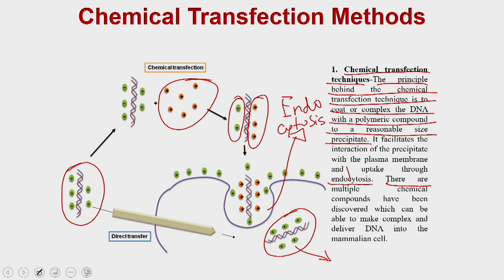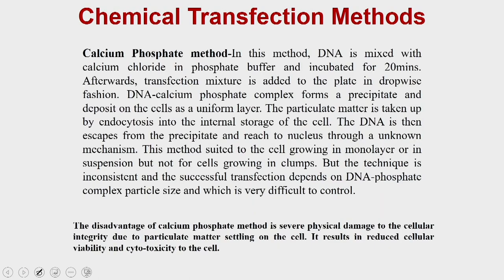Several chemical compounds have been discovered which are able to make a complex and deliver DNA into the mammalian cell. Let's see what these methods are. The first method people discovered is called the calcium phosphate method. In this method, DNA is mixed with calcium chloride in a phosphate buffer and you incubate this for 20 minutes. Afterwards, the transfection mixture is added to the plate in a dropwise fashion.